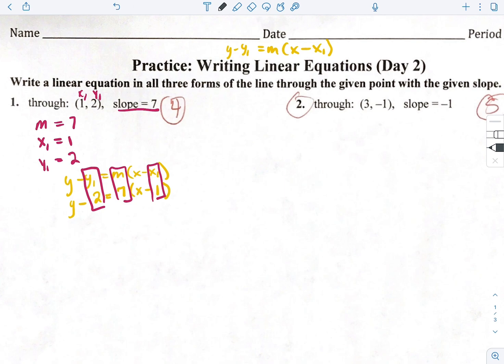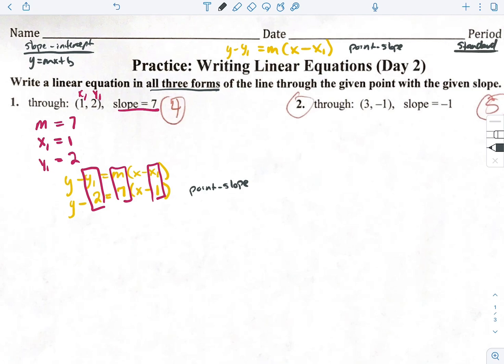It said in all three forms. You may be wondering, what are all three forms? Well, first off, we know there's point slope. Then there is slope intercept form. So let's write this in. This is point slope. Slope intercept is y equals mx plus b. And then standard is ax plus by equals c. So we already got point slope.